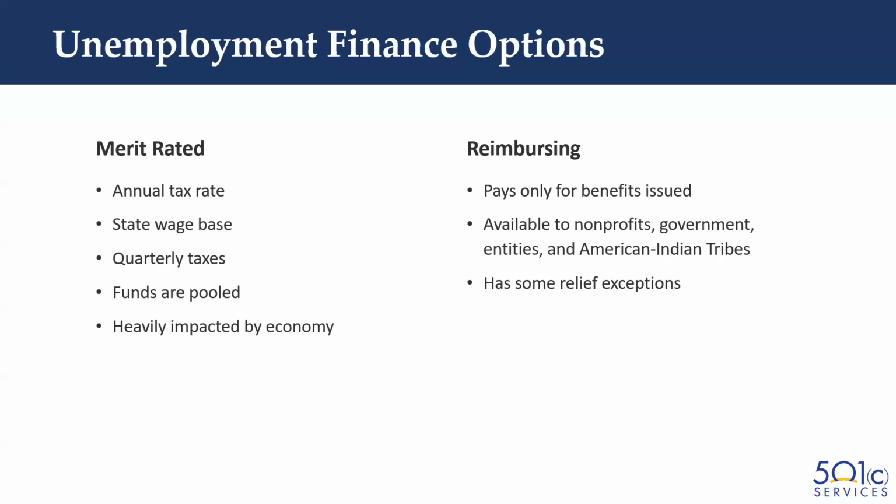Now, the other type of funding method, right, is reimbursing or self-insured. In order to be eligible for this option, you must be a 501c3 nonprofit organization, a government agency, or a tribal organization. Being a reimburser can be particularly advantageous for several reasons. You're going to pay only for actual benefit payments issued, right? So if nobody leaves who would qualify for benefits that year, you're going to pay nothing, right? You're also going to avoid that increased tax liability due to an unfavorable economy, and you'll avoid the tax assessments and socialized costs.